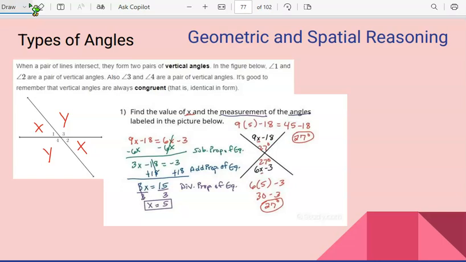To get the angle measurement, you'll plug 5 into one of the expressions. 6 times 5 is 30. 30 minus 3 is 27. Now let's just say we want to get this angle instead. That would be 180 minus 27. And that would be 153 degrees.